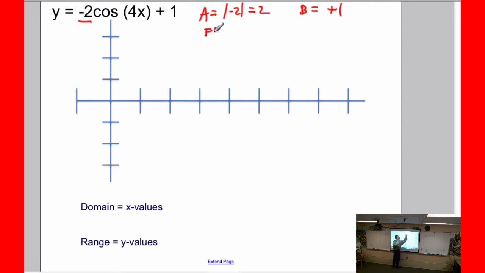Does it flip? Yes. Why do we know it flips? Because this is a negative. So by looking at that, it tells us we're going to have to flip the graph.